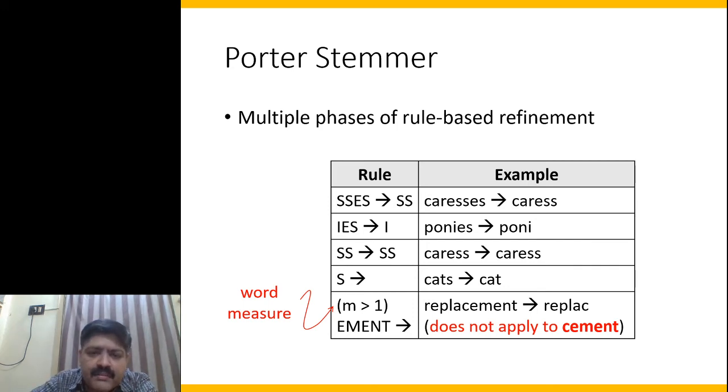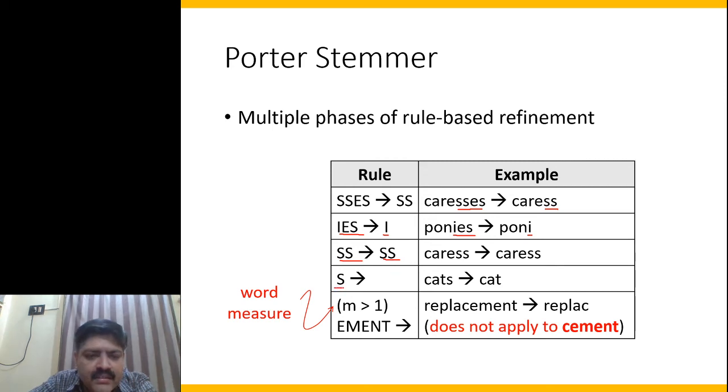For example, let's say the first rule is SSES to SS. What does that mean? Whenever you have SSES as a suffix, just convert it to SS. That's what the rule says. So caresses would just become caress. And similarly, for ponies, IES: convert all IES to just I. That's another rule. So IES becomes just I, leaving ponies as poni. And while we are applying these rules, here is just an identity rule. If you find SS, just leave it as SS. Don't do anything to it.